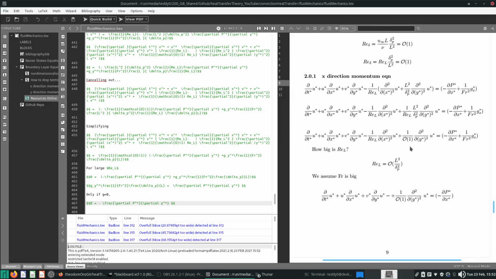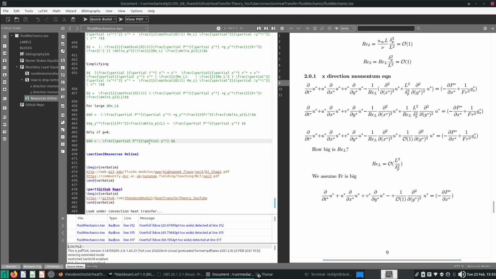Similar for the x momentum equations, it all depends on the Froude number. The Froude number is very important. If gravity is 0, of course this whole thing can just be neglected. If the Froude number is big, this term is small in comparison to these terms over here, so we cancel it out.